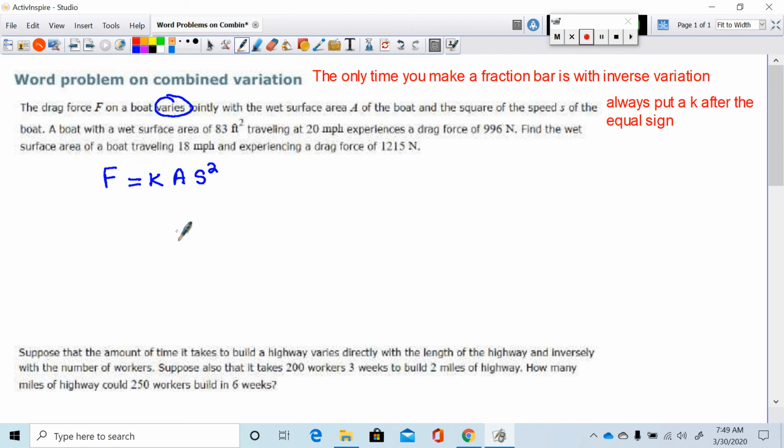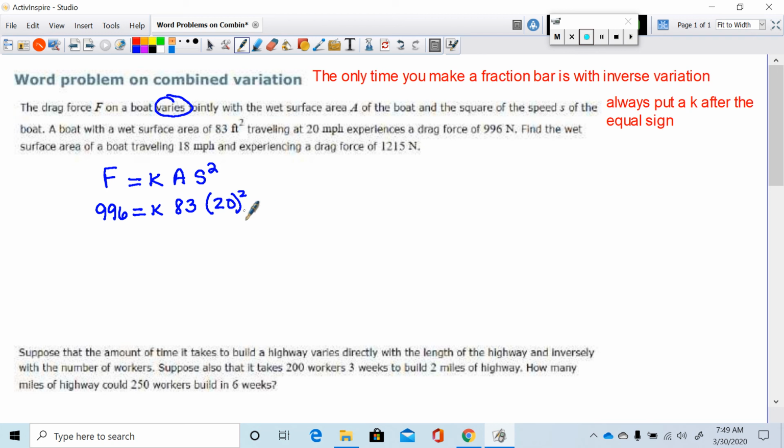So this one didn't have inverse variation at all. A boat with a wet surface area. Now I fill in all the parts. I never know k to begin with. That's my first job. So the area is 83, traveling at 20 miles per hour. Okay, that's the speed, and I have to square it. Experience a drag force of 996 newtons. Okay, so I'm going to stop there and find k.